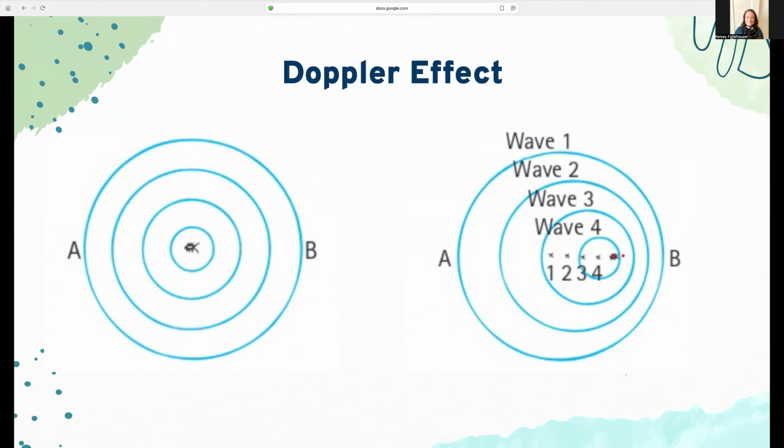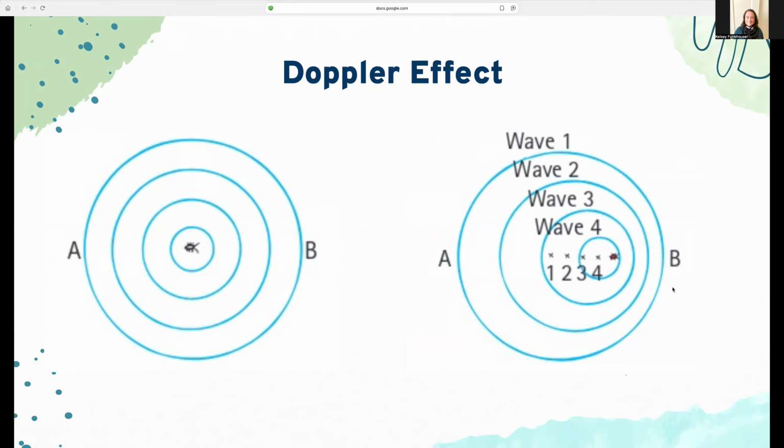So we have this compression on the side that the bug is moving toward, and this expansion on the side that the bug is moving away from. And this is because the source of the wave is moving in one direction. And so each subsequent wave has a different center point from wherever the bug is at that point.